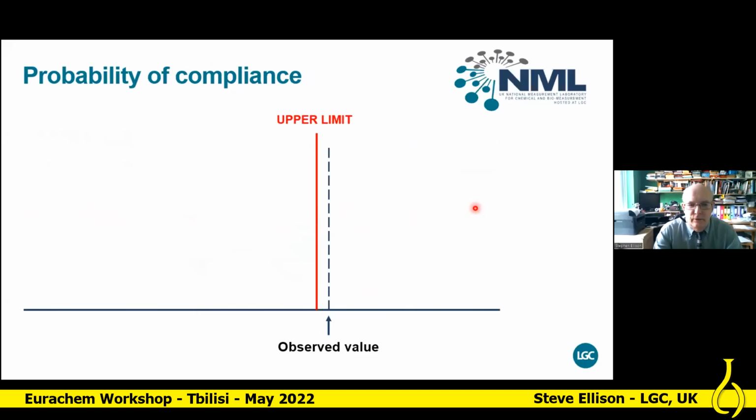Now, we all know that that isn't an exact value. We all know that there's an uncertainty on that. So if we put the uncertainty on some kind of a distribution, you can see that there's quite a lot of this distribution that's below the upper limit. Now, the usual interpretation of a measurement uncertainty distribution is that this is the range of values that we might actually believe is in the test material.